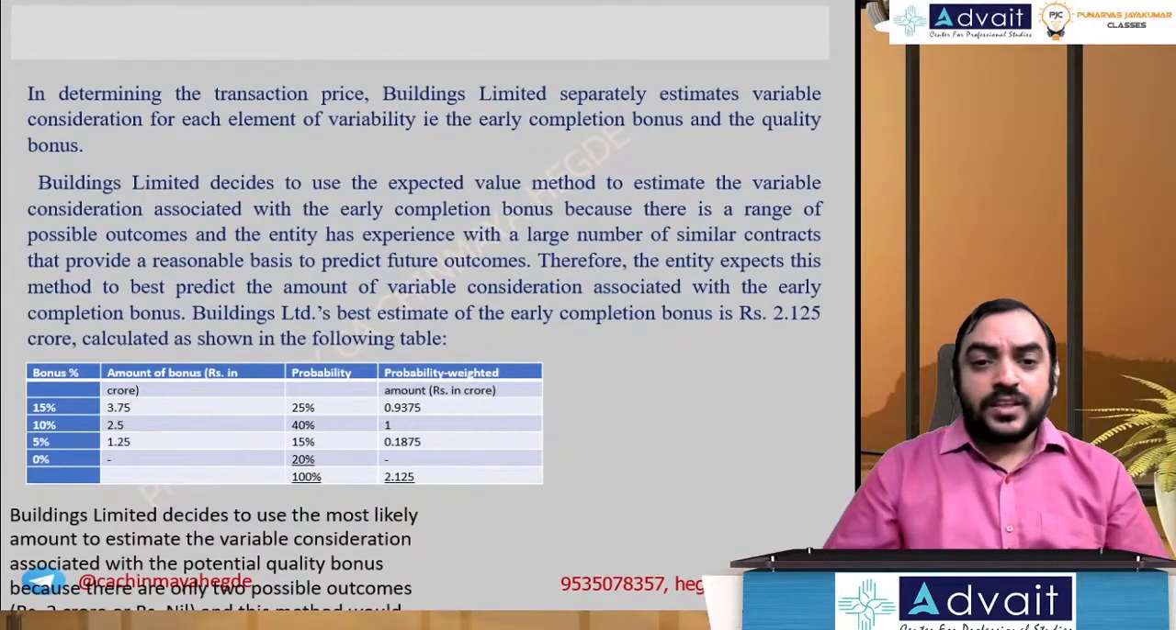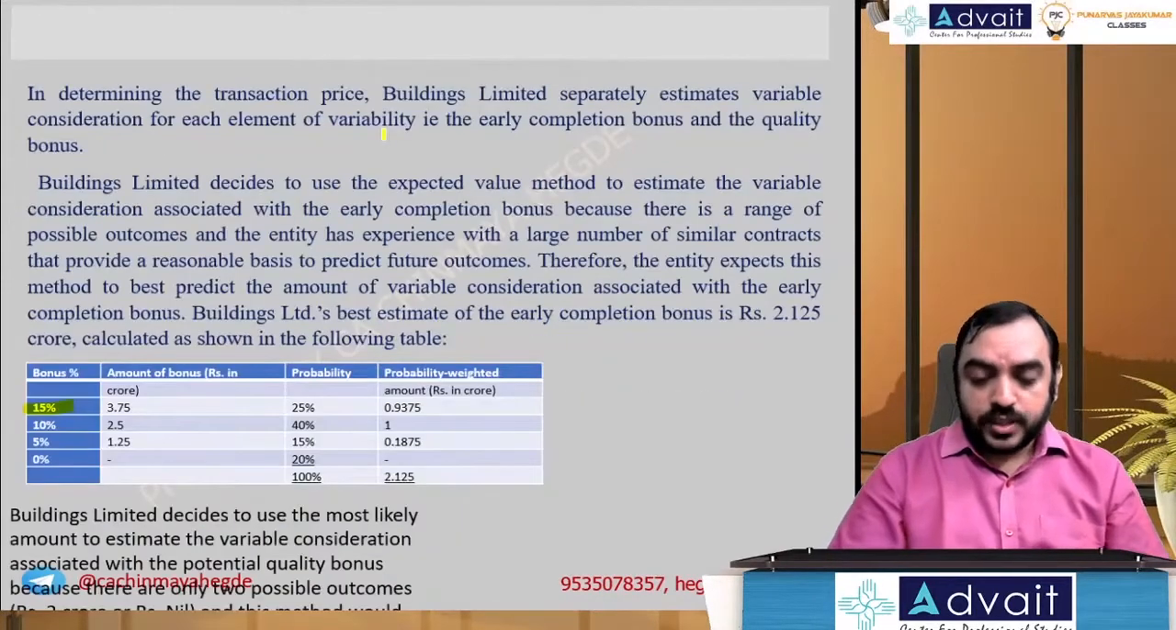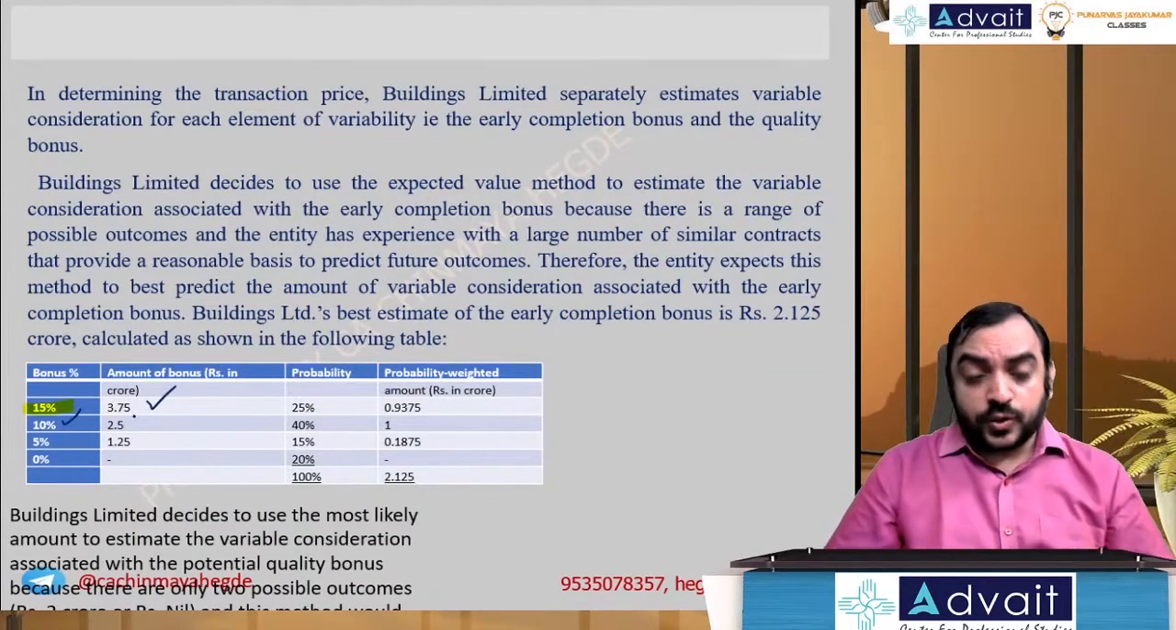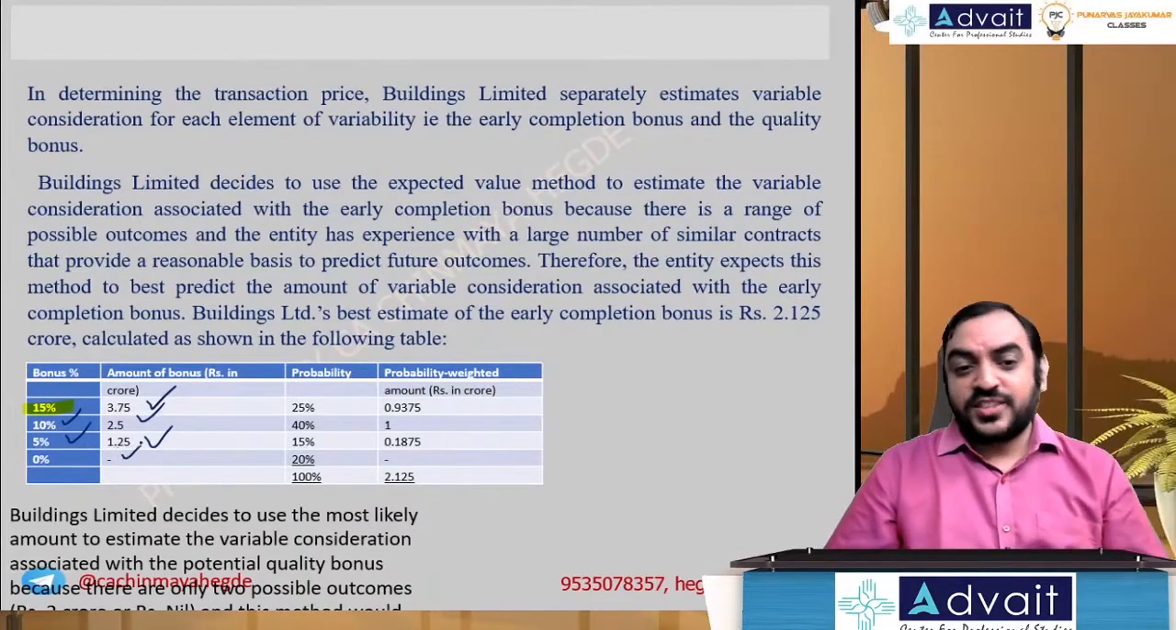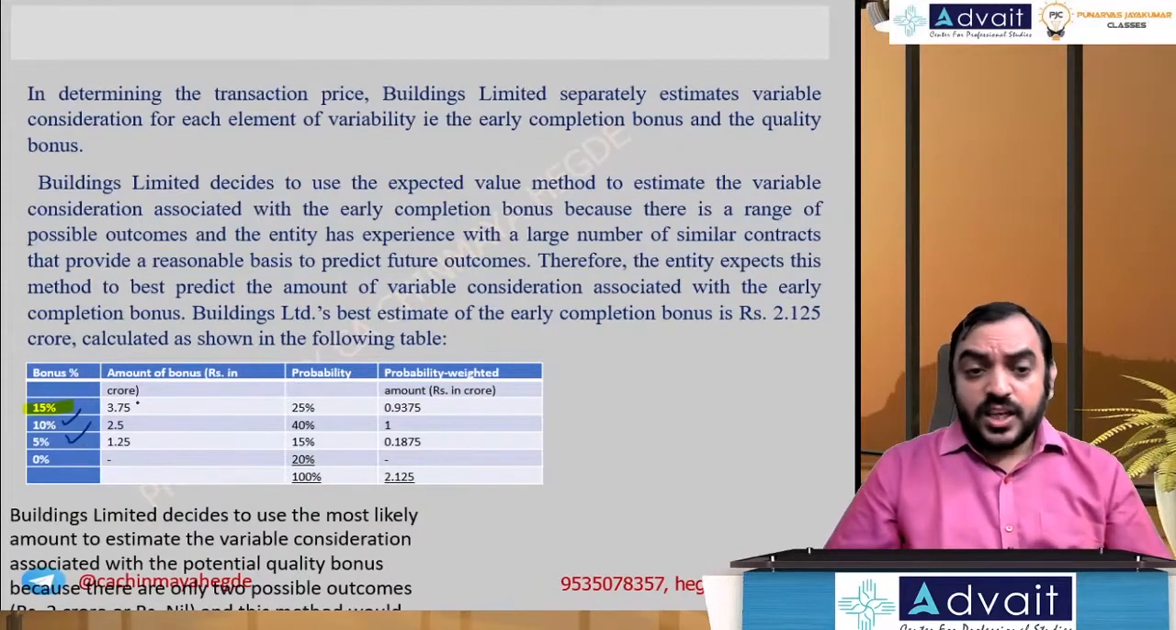Straightforward answer actually. As I told you, they are going to follow the expected value method. The entity expects this amount of variable consideration with early completion bonus. Expected value method: 15% of the bonus. 15% of what? 15% of 25 crores, you get 3.75. 10% of 25 crores, 2.5. 5% of 25 crores, 1.25. 0% of 25 crores, 0. Probabilities given are 25% likelihood, 40% likelihood, 15% likelihood and 20% likelihood.